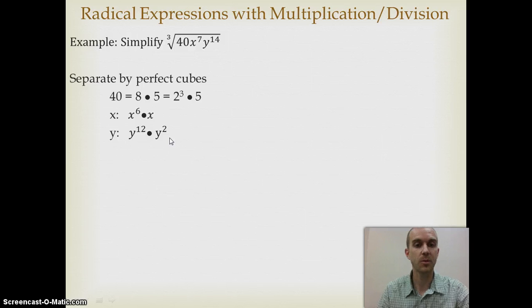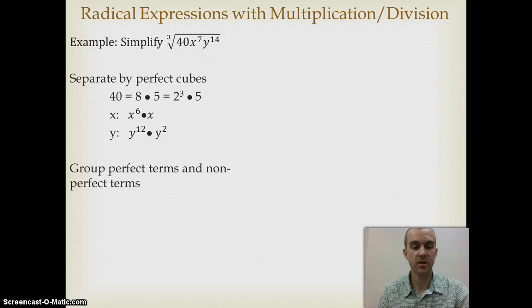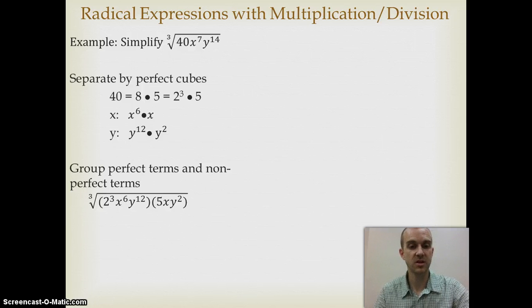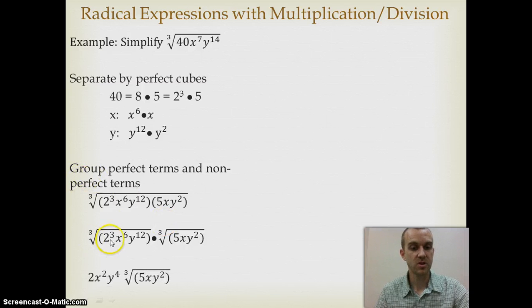Now I'm going to group by my perfect cubes and my non-perfect cubes. So I've got the 2 cubed, the x to the 6th, and the y to the 12th, and then I have 5xy squared. So all the terms are there. Just using the associative property, I can split them into two individual products and then simplify. 2 cubed, so my exponent of 3 divided by 3 is 1. Exponent of 6 divided by 3 is 2. And my exponent of 12 divided by 3 is 4. And then I have my cube root.